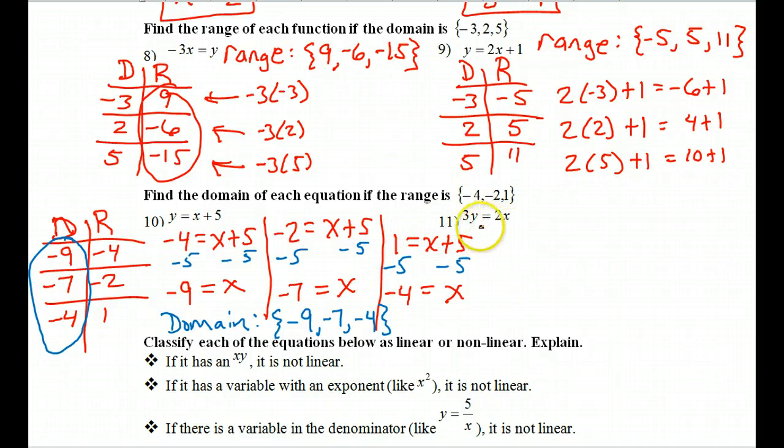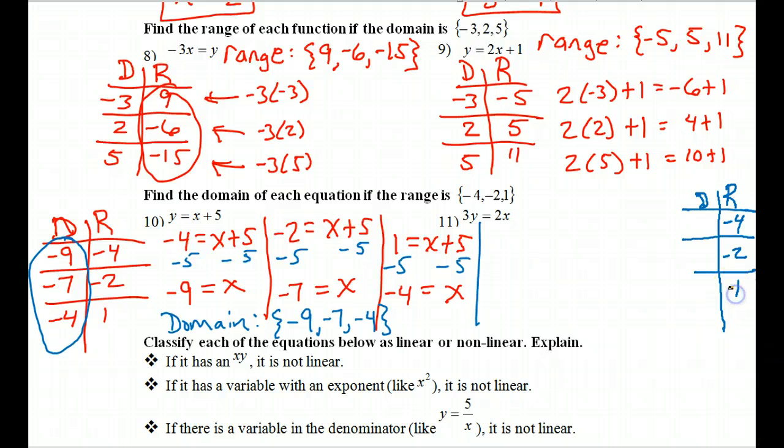Okay, look at problem number 11. We're supposed to do the same thing. Let me just make a line right here. So I'll make my table over here. Domain and range. You know what I mean? These are the x's, these are the y's. Again, we're given the range. So we're given the -4, we're given the -2, and we're given the 1.